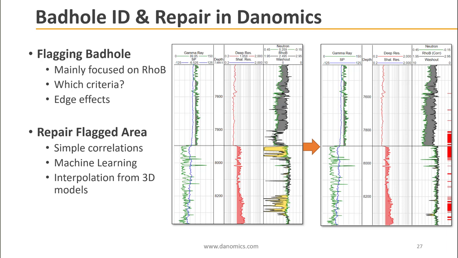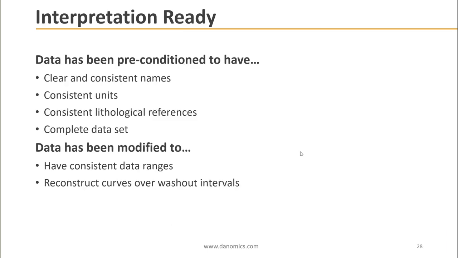And then we need to repair the data in that flagged area. And this can either be done via things like simple correlations, or using machine learning like we do in Danomics, or interpolating data in from a 3D model. So a number of ways you can do this. But the objective in all the cases is the same, which is to start to get curves that are more representative of the actual subsurface than what we started with.